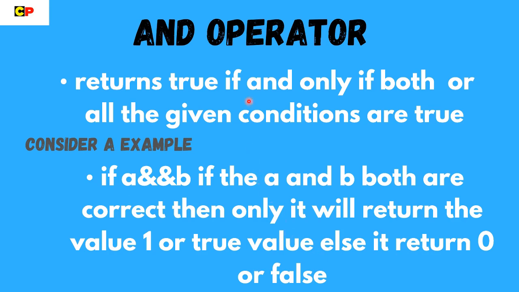So this is how the AND operator works. To get a true value from the AND operator, the main condition is that both conditions should be correct. Otherwise it will return a false value or 0 value. So this is how the AND operator works.